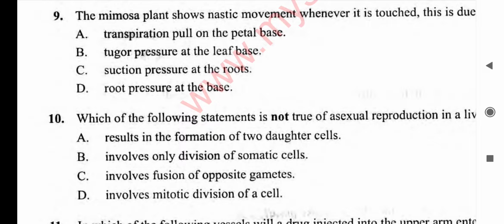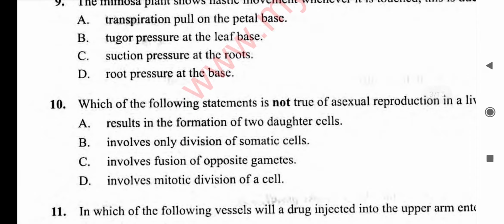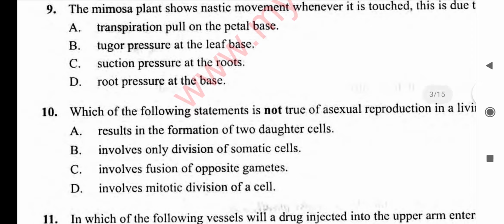Asexual reproduction, mainly mitosis, can result in production of two daughter cells, so it's not A. After all, the question asks which is not true. Please learn to read your question carefully before answering so that you won't make mistakes. B. It involves only division of somatic cells. Yes, it involves only division of somatic cells, which are also known as body cells.